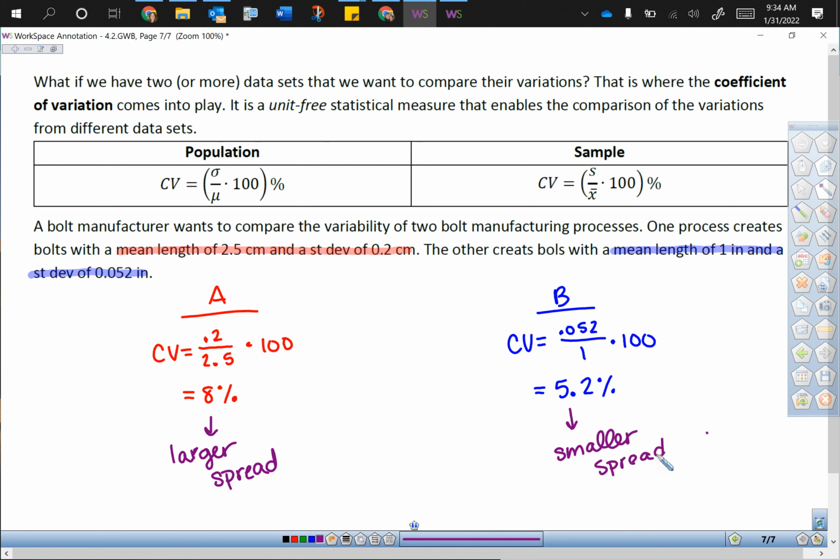So when they say a bolt manufacturer wants to compare the variability of two bolt manufacturing processes, which one looks more accurate, A or B? B, it has the smaller spread. Their measurements are closer together than A, which has a larger spread. Their measurements are further apart.